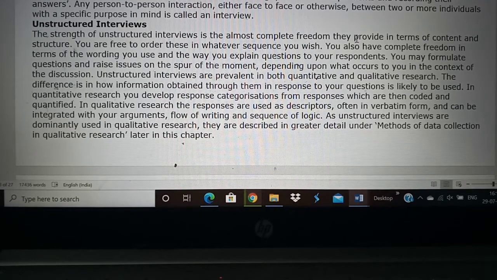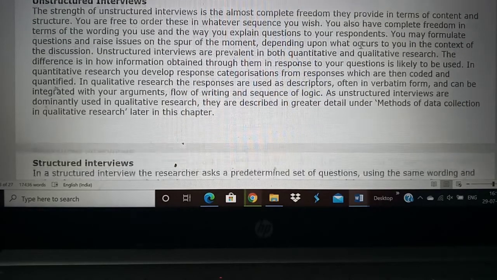So in unstructured interviews, different kinds of questions can be asked, so you have to record because you do not have structured questions. It may be that you forget the answers later, so you have to record all the information that is collected in the interview.